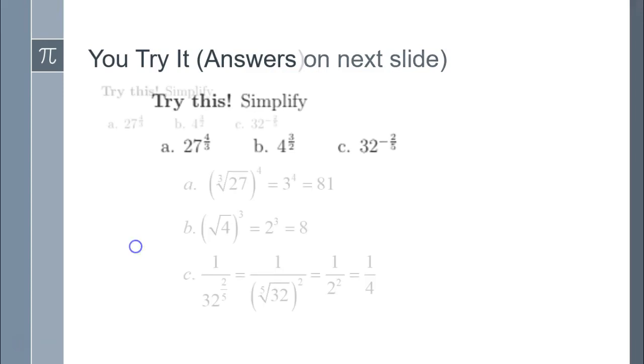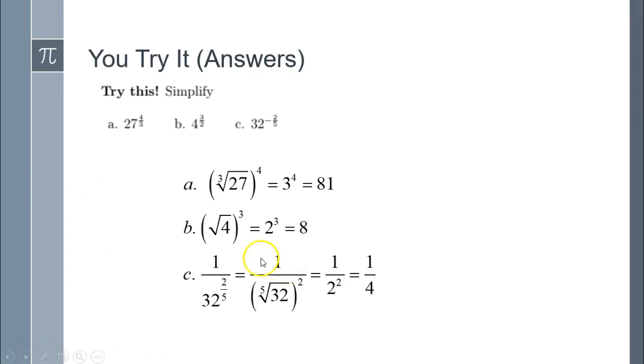Okay, you're back. Here we go. So 27 to the 4/3 gives you the cube root of 27. The 3 from the denominator goes in the index, raised to the 4th. So you do the cube root first, you get the cube root of 27 is 3. 3 raised to the 4th is 81.